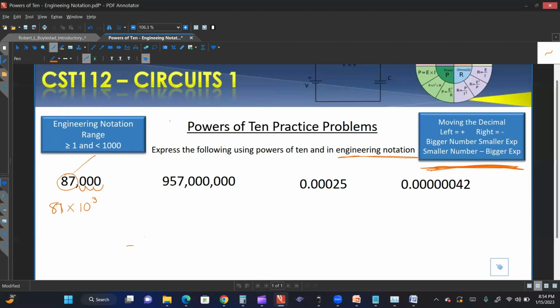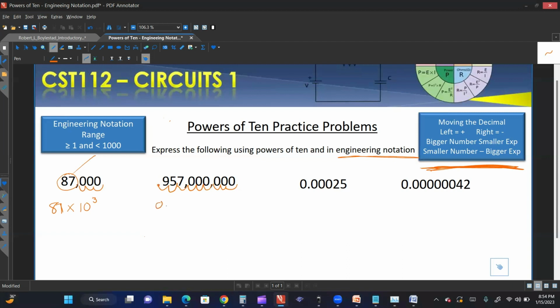All right, so the next one, 957 million. Of course, this number is way too big, so we start moving our decimal to make it smaller. 1, 2, 3. And keep in mind, we're in engineering notation, so we want to move in multiples of 3. So it's 1, 2, 3, 4, 5, 6. So we can stop right here. But if you find yourself going too far, let's say that you went like this: 1, 2, 3, 4, 5, 6, 7, 8, 9.